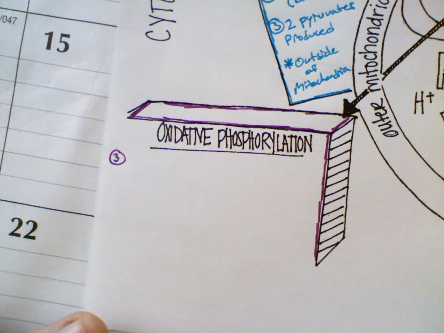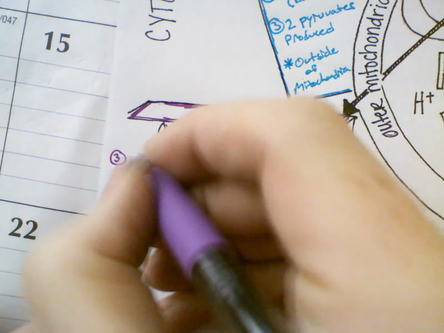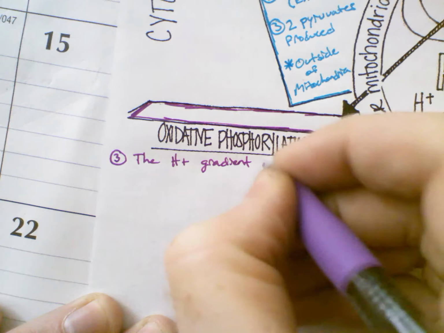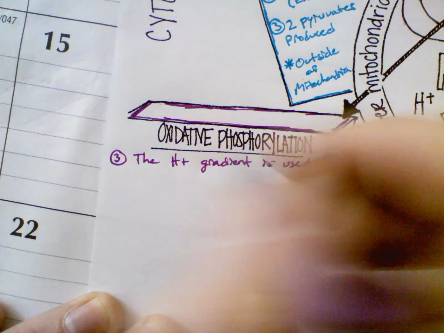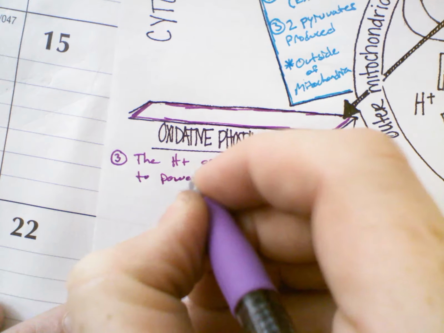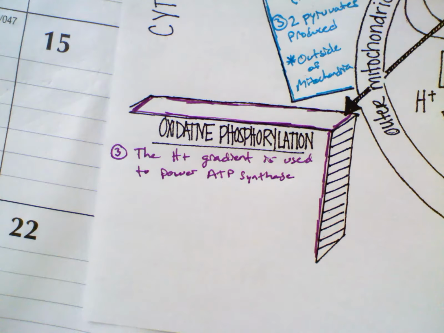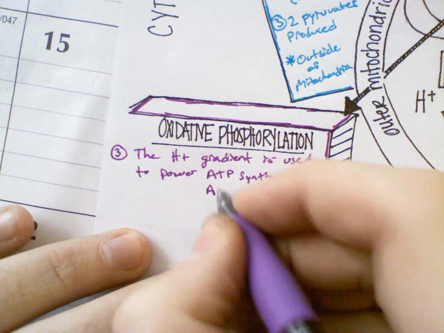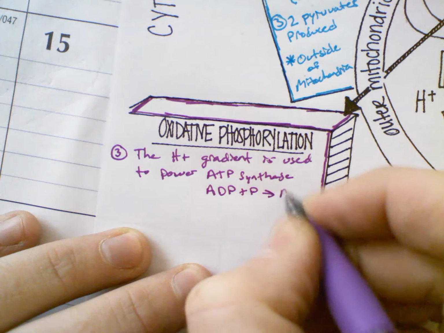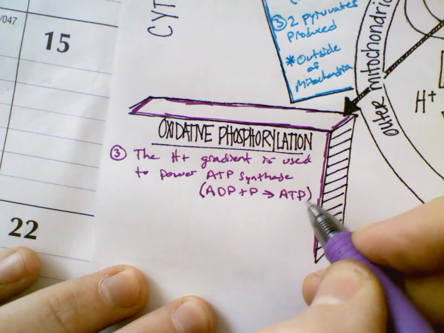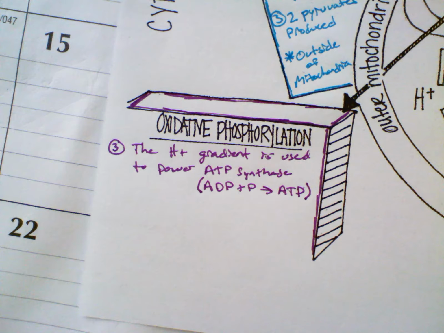Okay. So now in our third step here, the H plus gradient is used to power ATP synthase, which is the enzyme that takes ADP and phosphorus and tacks that third phosphate group on to make ATP. So this is going from ADP plus P to ATP. That requires energy, and the energy that is used to do this comes from this hydrogen ion gradient.